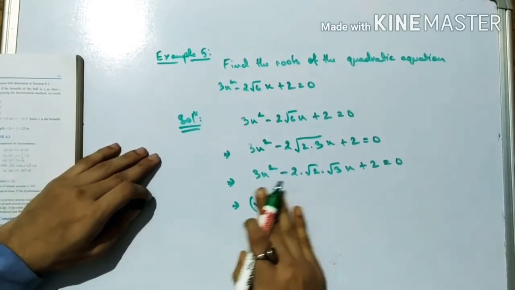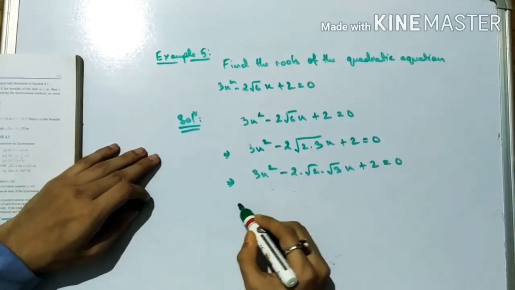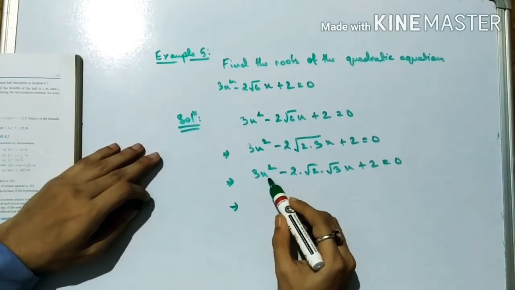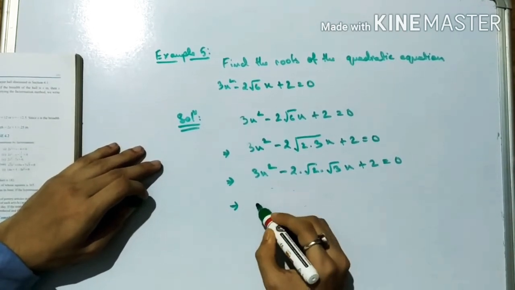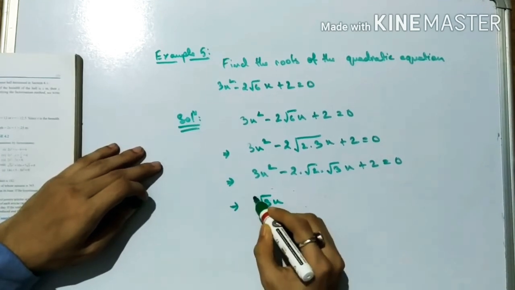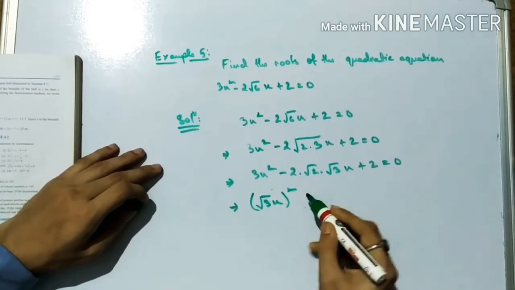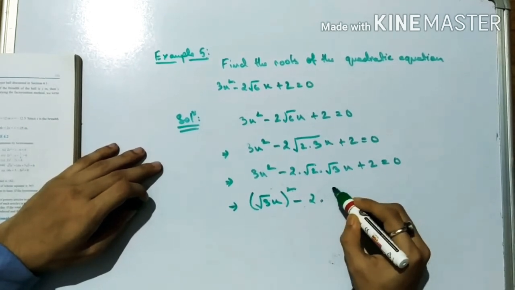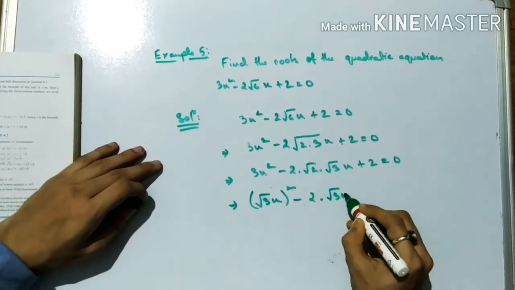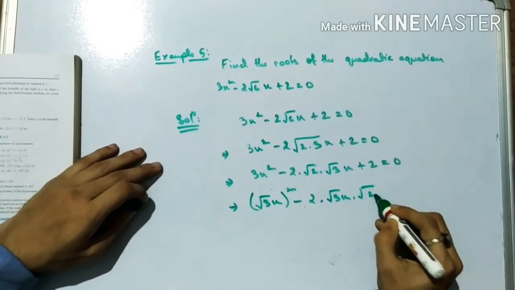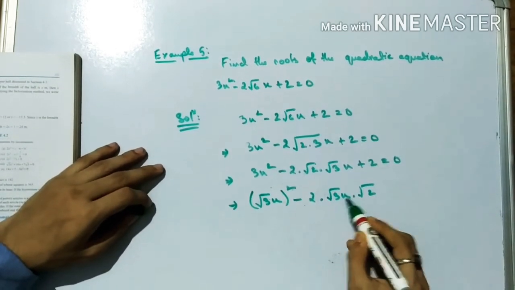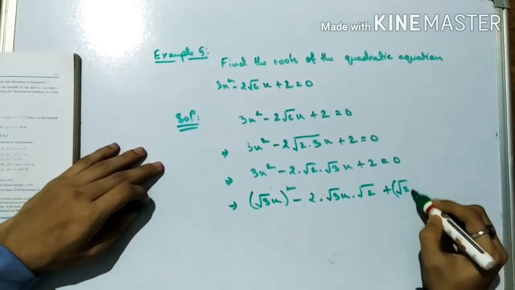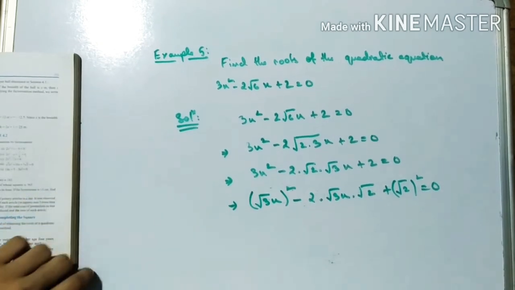Or sorry, in place of writing in this way, let me write it in this way. This 3x² is (√3x) the whole square, minus 2 into √3x into √2. Remember, x is outside the root. Plus 2, how can I write? √2 the whole square, is equals to 0.